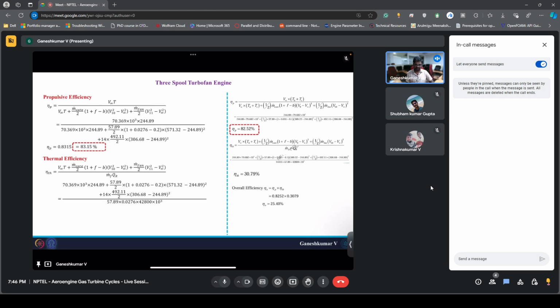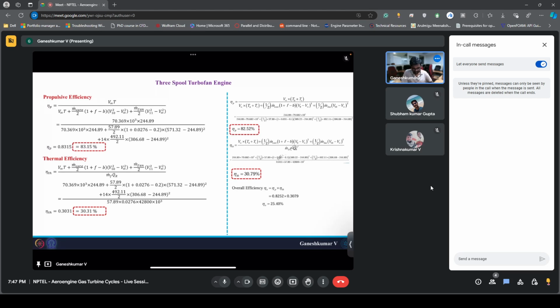Then you have thermal efficiency, and the thermal efficiency is around 30.31 percent, whereas it was around 30.79 percent for the 10% bleed. Okay, so there is a reduction in thermal efficiency. As I said, the reduction in thrust we obtained was more compared to the reduction in fuel consumption. So that's why we saw an increase in TSFC also.